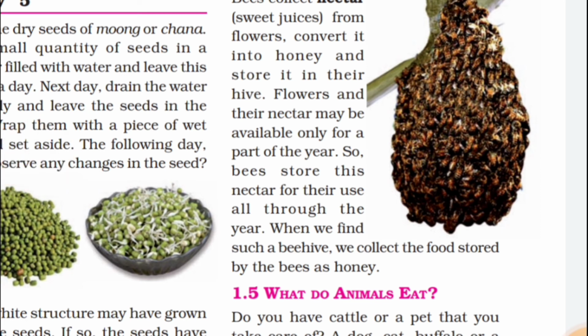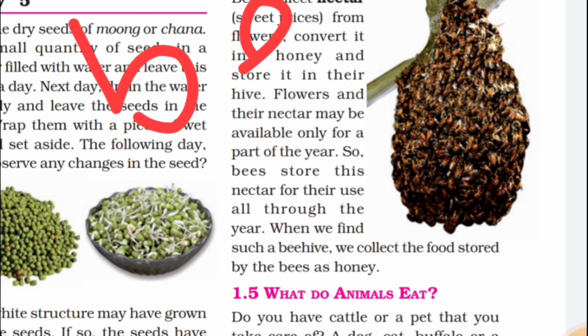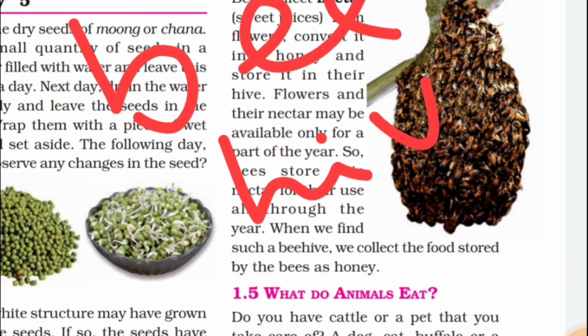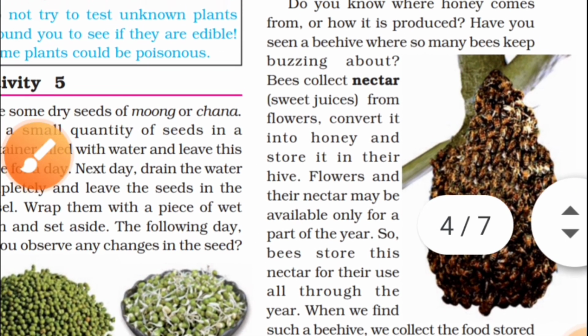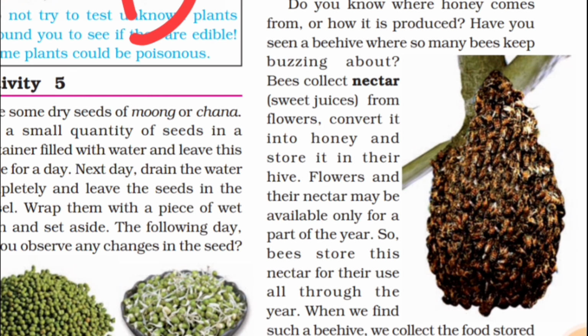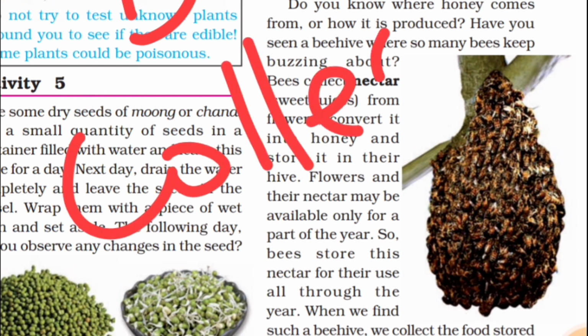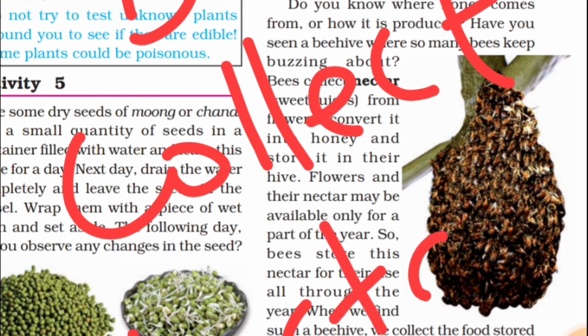So the main point is that honey is a food that comes from bees, from beehives. Clear. And what is the procedure? The bees collect, remember the term, nectar. Nectar means the sweet juices from the flower. Clear. You have to remember this term, nectar. And from nectar they make honey. Clear.